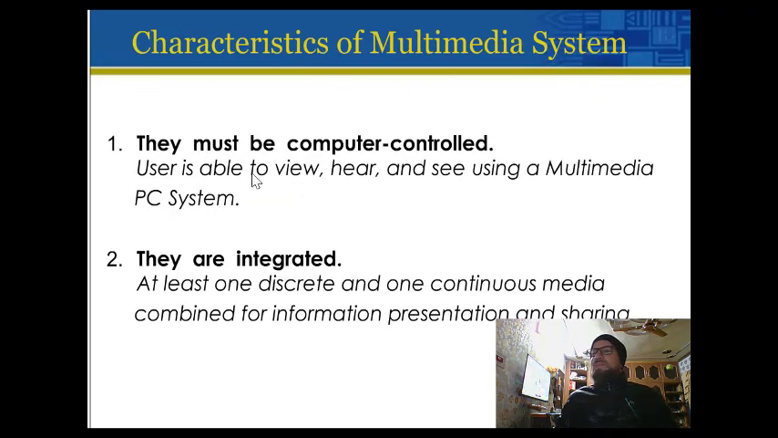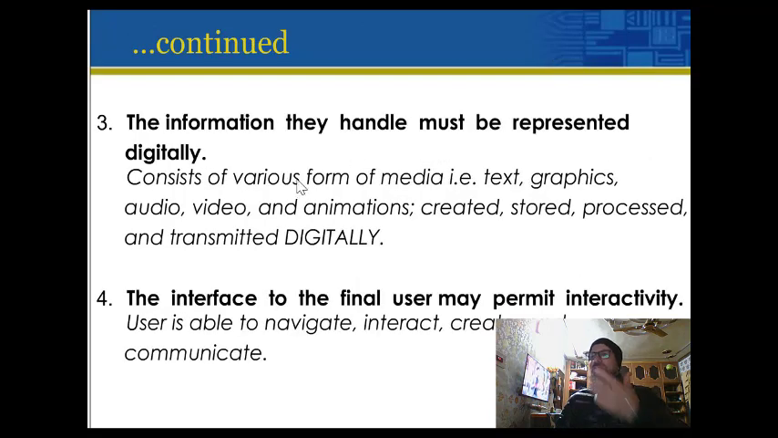The characteristics of a multimedia system are that it must be computer controlled, because users are able to view, hear, and see multimedia. In PC systems, you can integrate the continuous and discrete information for presenting and sharing. The information represented should be presented digitally, like text, graphics, audio, video, animations, and so on. And there's interactivity. The user is able to navigate, interact, create, and communicate with the multimedia system.